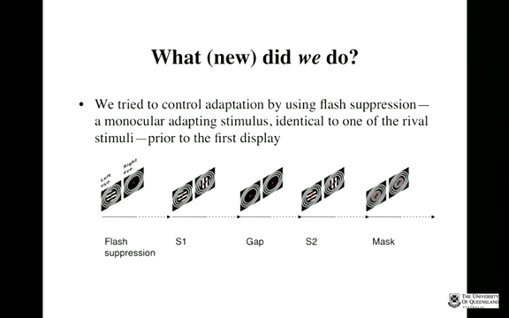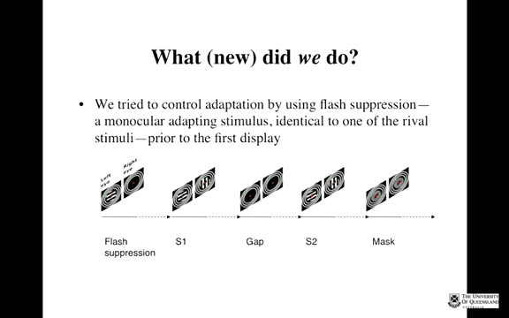So in this experiment, we wanted to control adaptation by using the phenomenon of flash suppression. So in flash suppression, you present one of the rival stimuli to one eye, and for some duration prior to the first display of the rival stimuli. And when the rival stimuli come on, in this case, horizontal contours have been presented to the left eye. In this case, when these 2 rival stimuli come on, what people report is vertical contours. They report the information visible in the right eye.